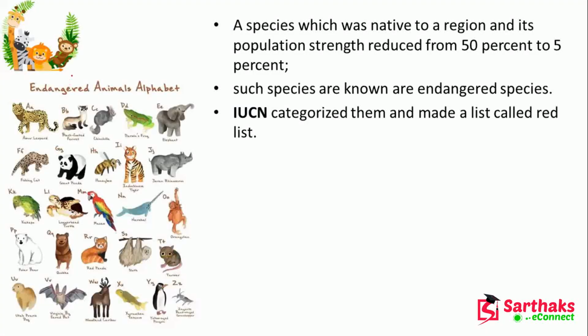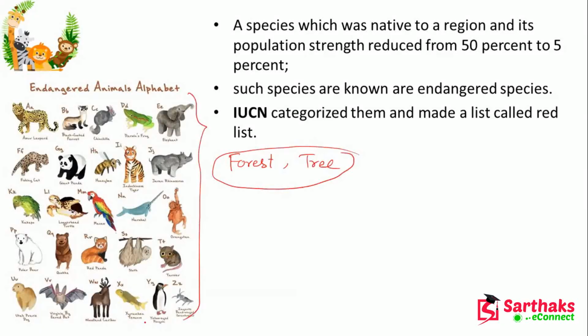Now, several endangered species are shown in the figure, like the bark coated forest, and here you can see the elephant and the Javan rhinoceros. There are so many species which are heading for extinction. Because if there is no forest and no trees, they will be extinct.